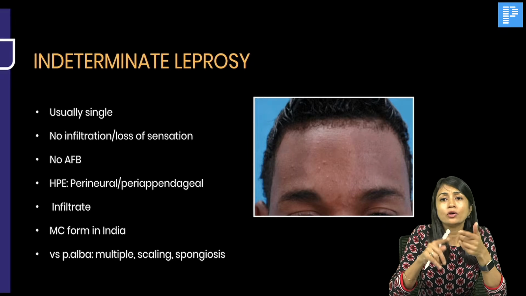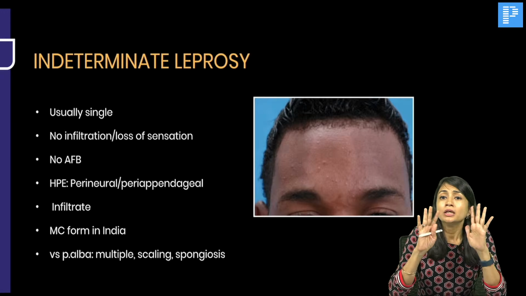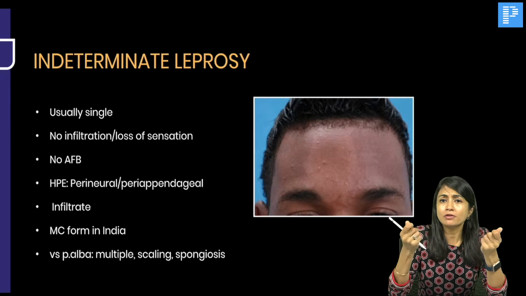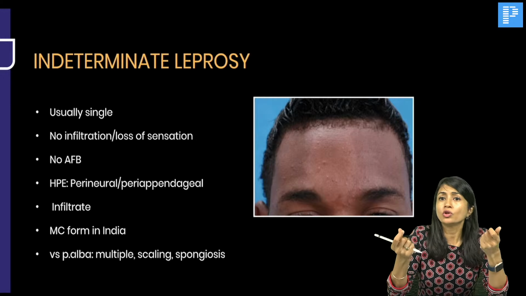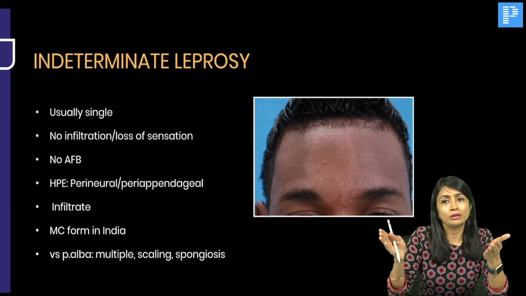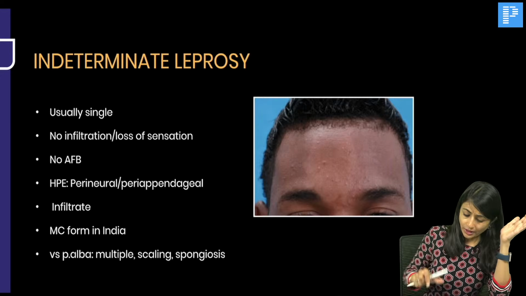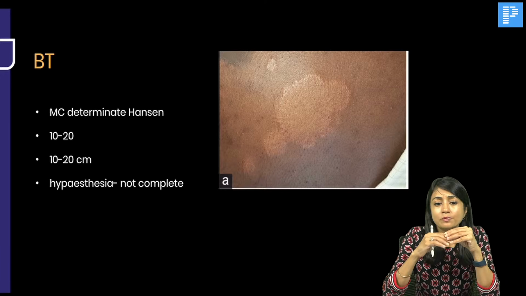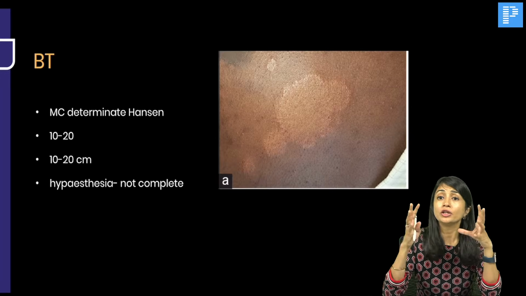If you do a biopsy, you do not see any AFP, there is not much infiltrate, there is just a very mild perineural or periappendageal infiltrate. So, this is the most common form of TB that you see in India. But the more commonly asked spectrum is borderline tuberculoid.